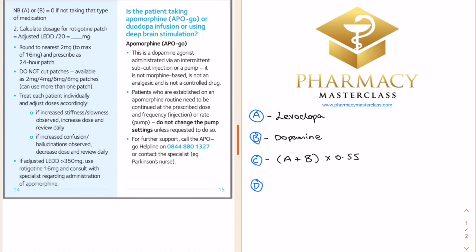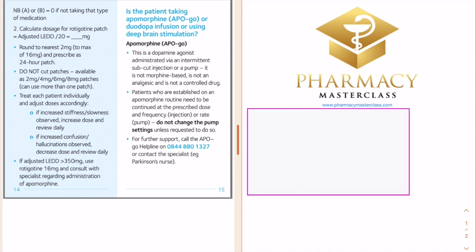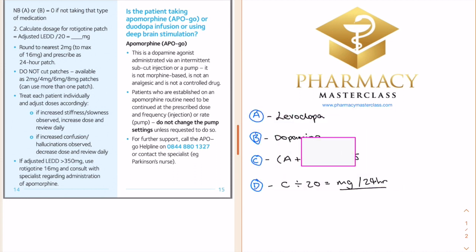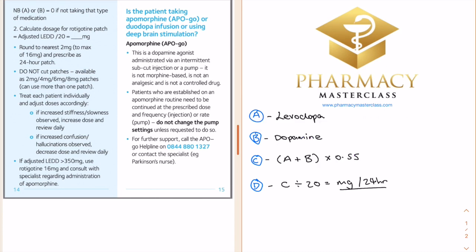Stage D, which is the 4th stage in the process, will involve me taking the answer from stage C and dividing it by 20 to get my answer of milligrams of rotigotine that the patient will need for a 24-hour window. Now, I know that might look a little bit much right now, but once you start watching some of the videos in this calculations series I've put together, hopefully it'll make a little more sense for you. So without further ado, let's dive in.